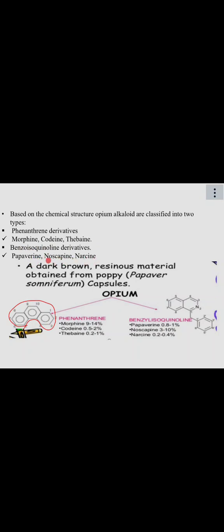These are the ones we are saying we are not going to look at. The ones we are going to look at are the phenanthrene derivatives, but you can't see the structure here. Benzylisoquinoline derivatives, that is this structure here. So that we have papaverine, we have noscapine, and we have narcotine.